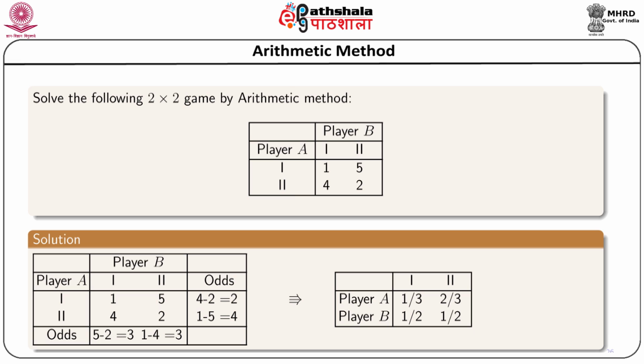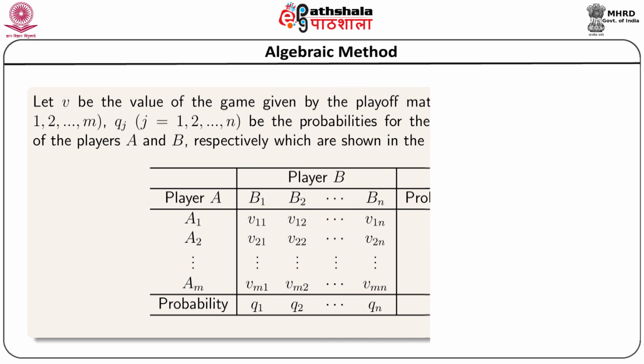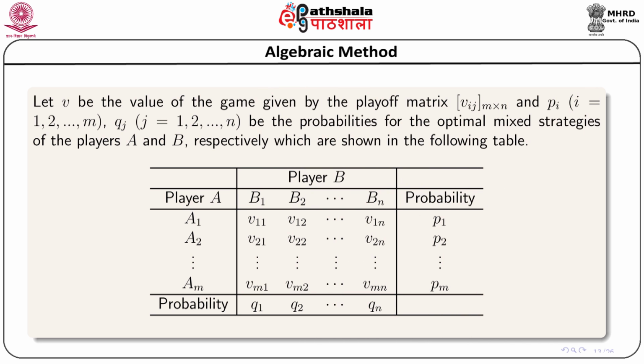Since we consider here the absolute differences, sometimes this method is also called the oddments method, and from these oddments or differences we can find the probabilities for the actions of player A as well as player B. That is, we get the mixed strategies for player A as 1/3 and 2/3, and for player B as half and half. Now, we will define another method called the algebraic method.